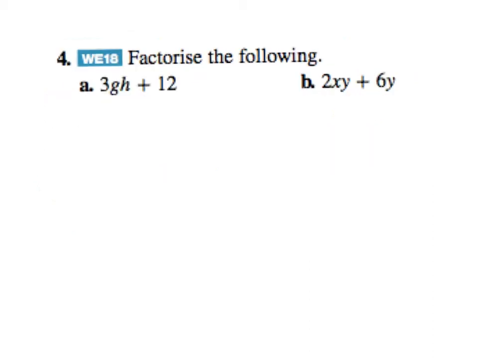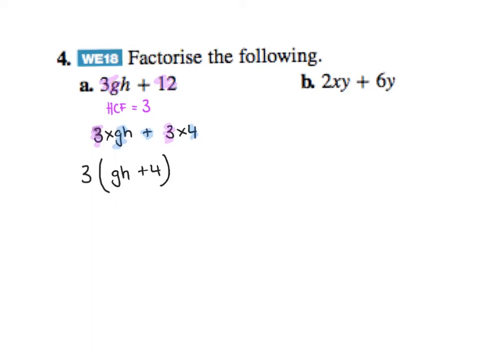Okay, so again with these ones, the first step is I'm going to find the highest common factor, and for this one 3 is common in both of these terms. Okay, so I'm going to write these terms out as a multiple of 3. So 3 times GH plus, now 12 would be like 3 times 4. So the 3 is the highest common factor of those two terms. So I'm going to take it outside the bracket, put a bracket, and then whatever's left I'll put inside. So whatever's left there is GH plus 4.